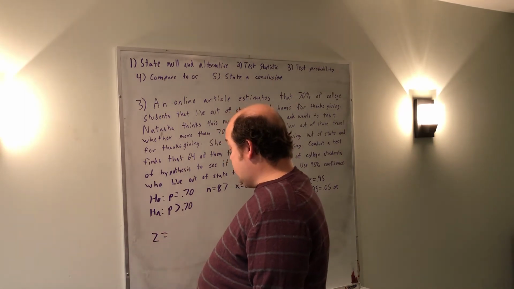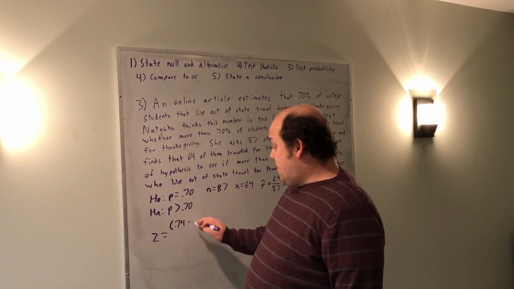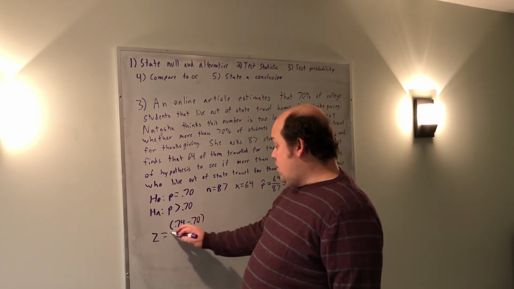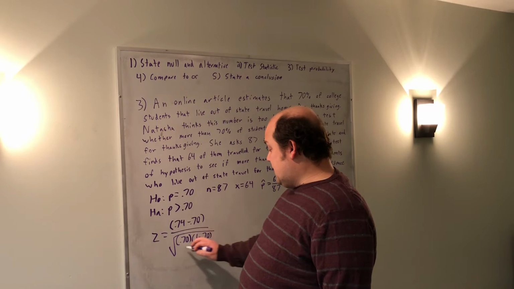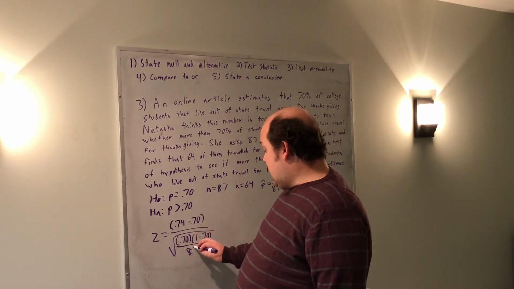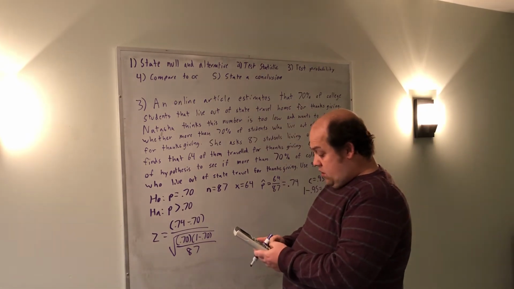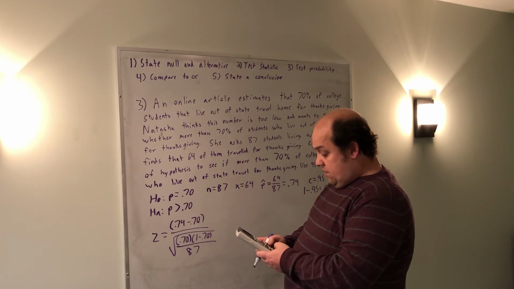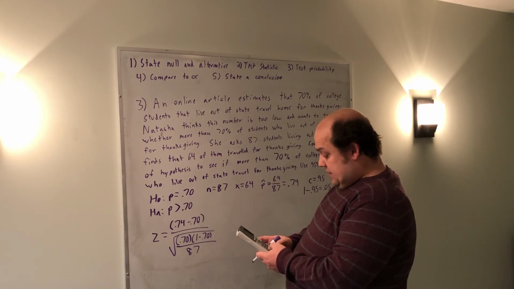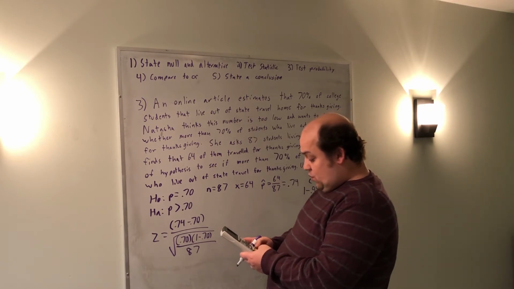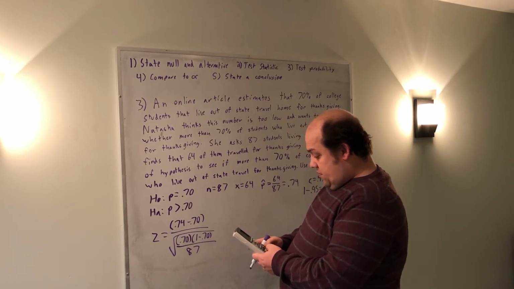My z-score equals the sample value for the proportion, or my p-hat of 0.74, minus the hypothesized value, 0.70, over the root of hypothesized value 0.70 times 1 minus the hypothesized value 0.70 over n, 87. So I put this all in my calculator, parentheses 0.74 minus 0.70, and parentheses divided by new parentheses root of parentheses 0.70 and parentheses new parentheses 1 minus 0.70 and parentheses divided by 87 and parentheses.